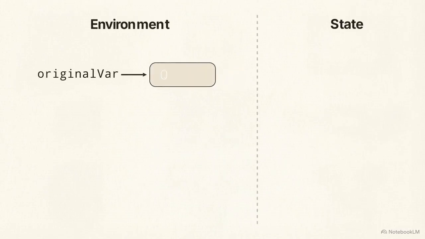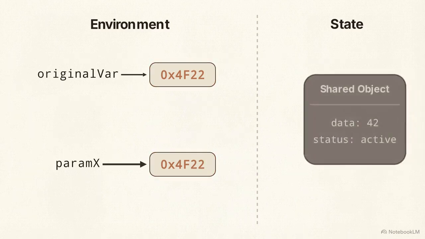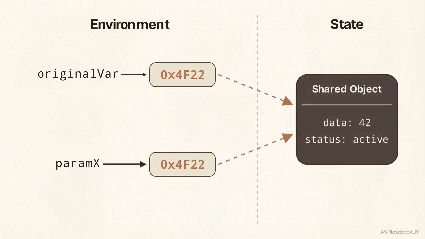While Java is strictly call by value, when it passes objects, the value it copies is a reference or pointer to that object. By copying a pointer's value, the system creates 2 distinct environment locations that both end up converging on a single shared state mapping.